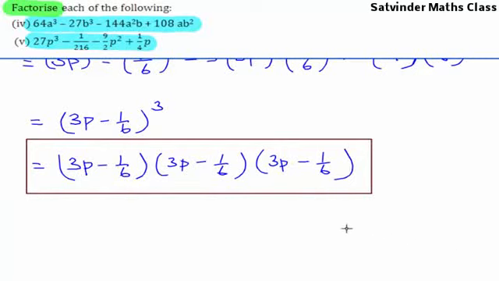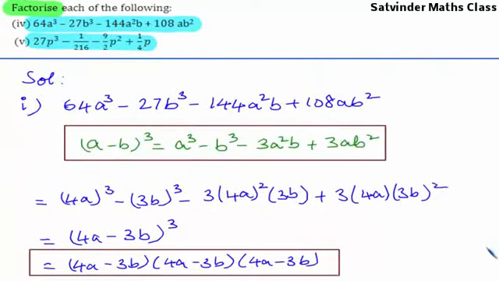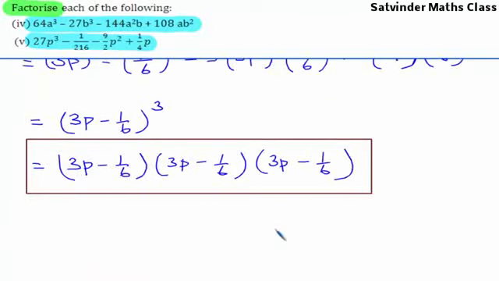It is important that you remember appropriate identities to factorize polynomials. In this case, this identity is used. This completes the solution to this problem.